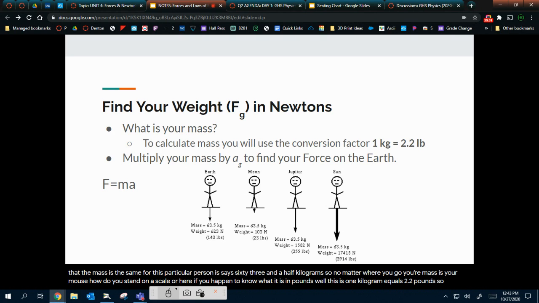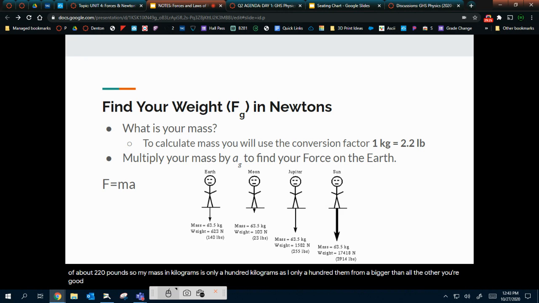So if you take your weight in pounds and divide by 2.2, then you'll have your mass in kilograms. So for example, I weigh about 220 pounds, so my mass in kilograms is only 100 kilograms. I say only 100, but I'm pretty much bigger than all y'all.